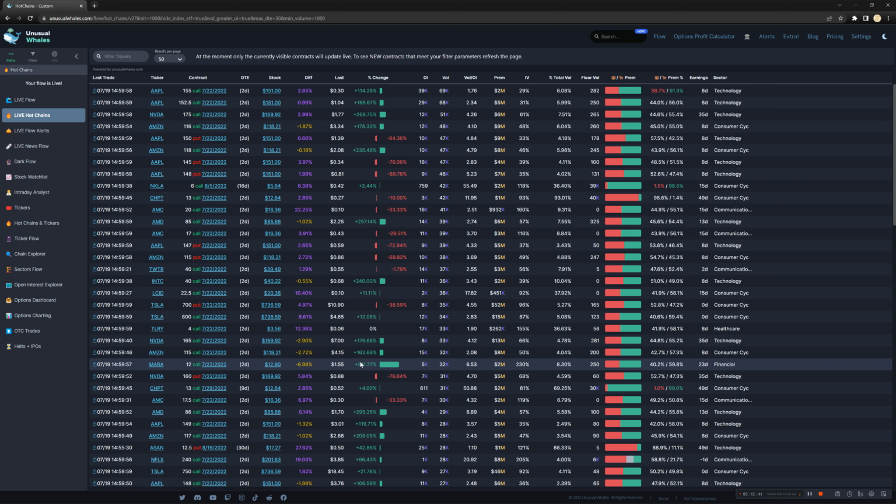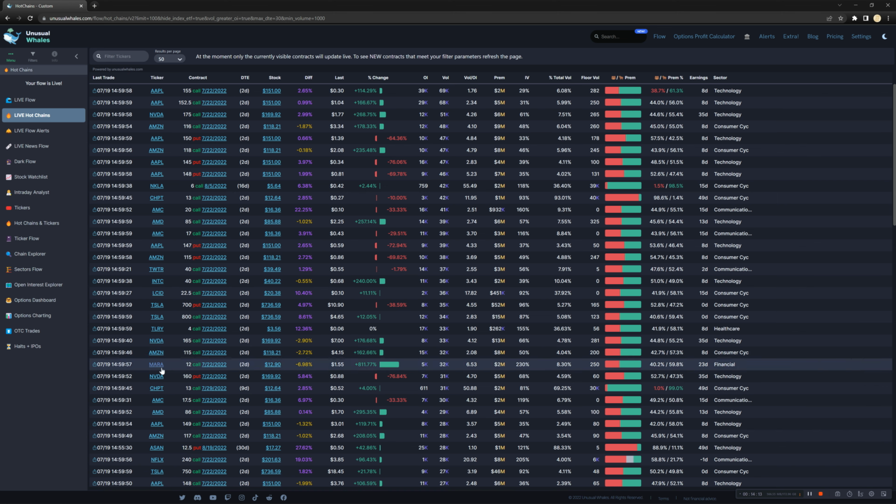This option itself moved 811%. That is crazy movement. 230% implied volatility. That means that contract is probably being way overbought right now. But 800% increase on an option, it's massive movement. It went from 5K open interest to 32K volume. $2 million in premiums. That is insane.